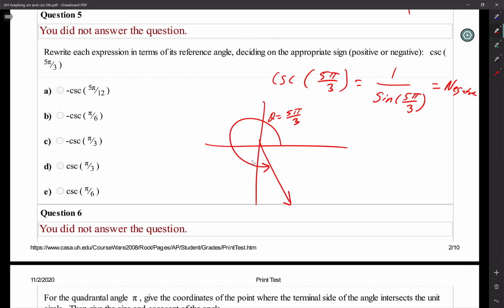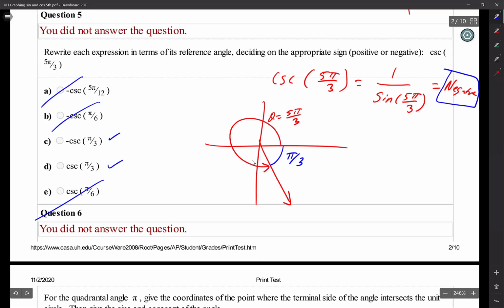So what is the reference angle? Well, the reference angle is this guy. You're only pi over 3 away from completing a revolution. 5 pi over 3 plus pi over 3 is 6 pi over 3, which is 2 pi. So I know I'm going to be looking for cosecant of pi over 3. Out, maybe, out. So it's between C and D. I know that cosecant of pi over 3 alone is going to be positive, but I do not want a positive answer. I want it to be negative. So the answer has to be C.